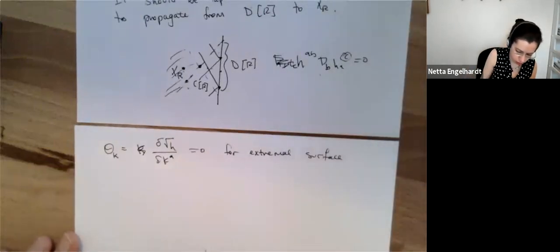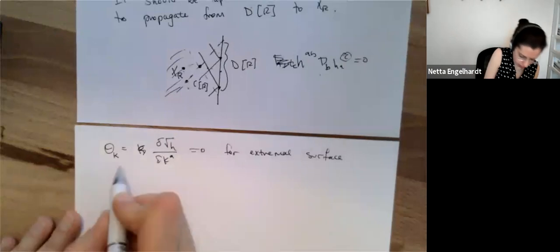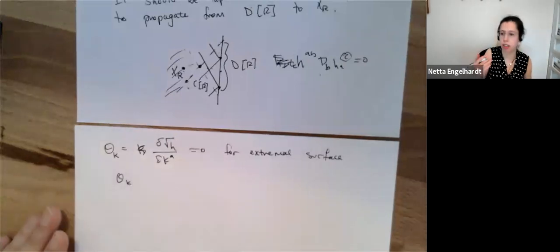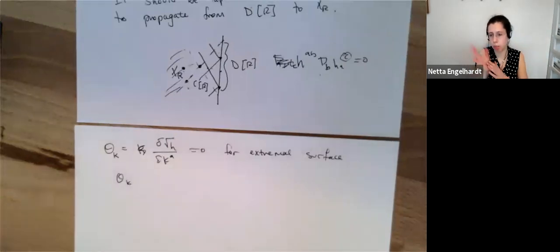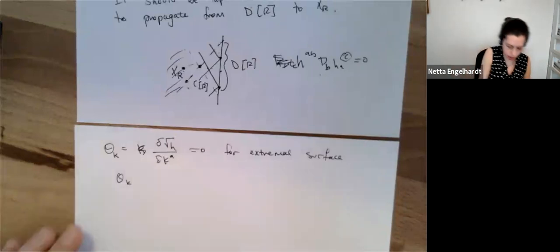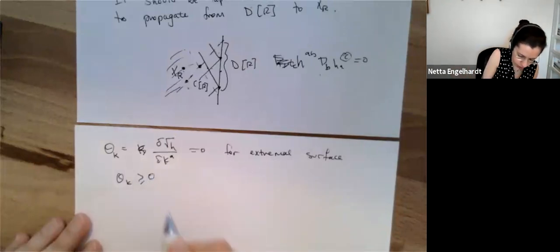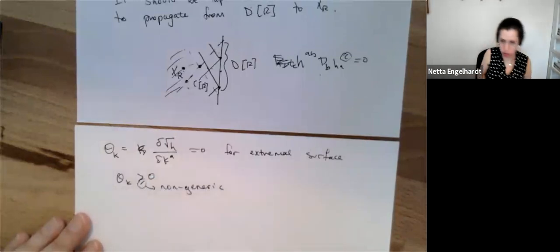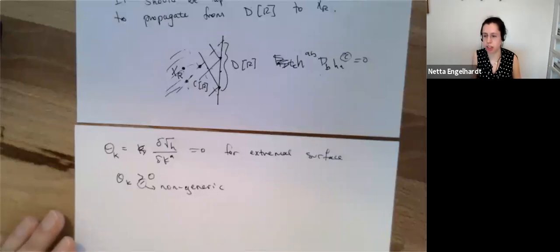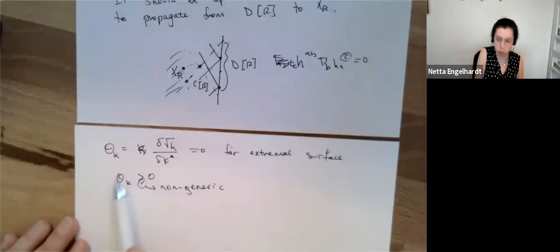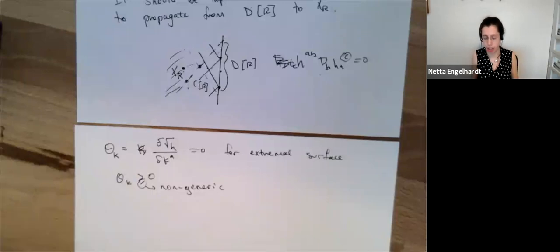And for the causal surface, theta K, if K is a future directed null vector, let's say the one that points towards the boundary, then theta k will be greater than or equal to 0, and the equal is non-generic. So you can see that they really generically don't coincide because this very fundamental property has to be true.